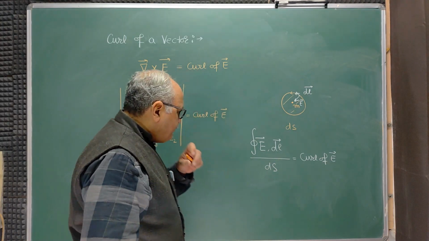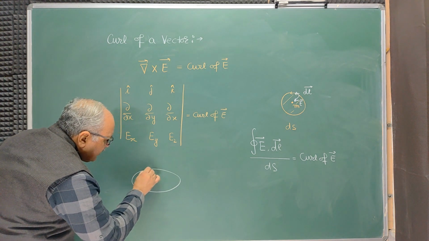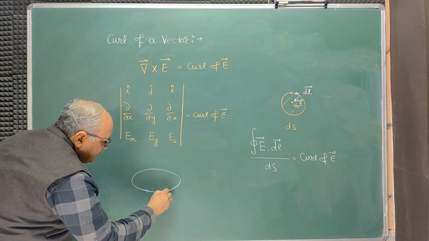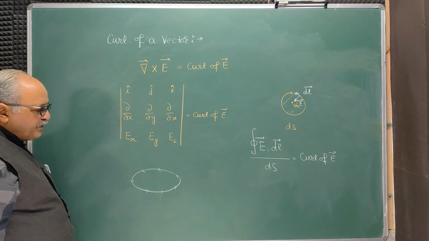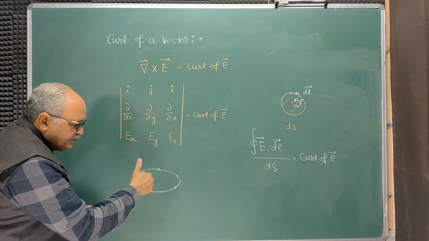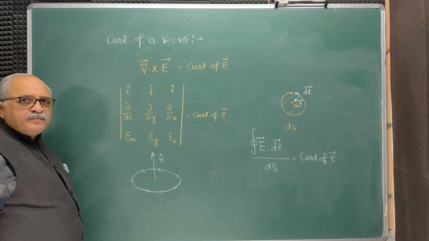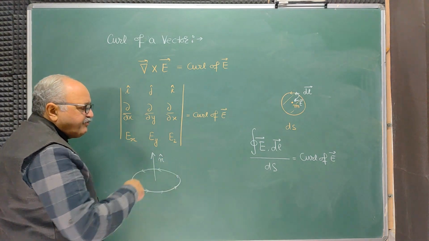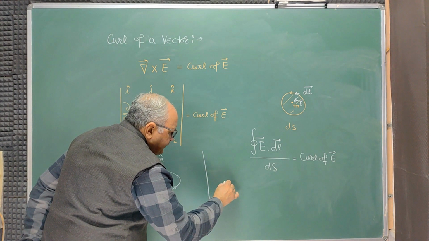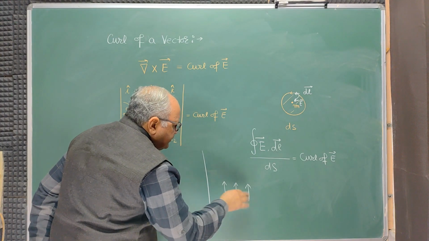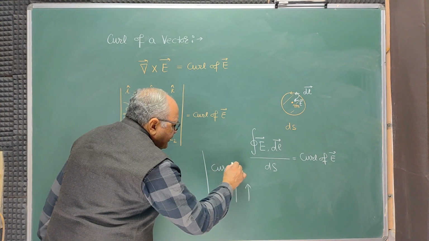Let me take some examples of it. Say for example, I have the curl of the field. Say this is one of the fields. So we use the right hand to find out its direction. So this is the direction of this type of curl. But if it is a uniform one like this, there is no curl. So we can say the curl of this quantity is 0.